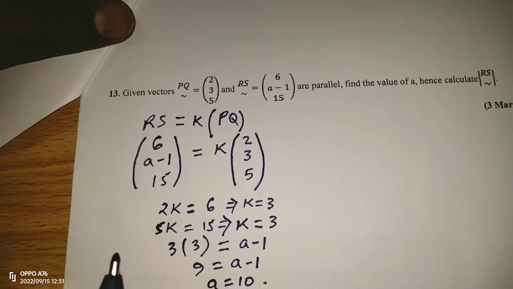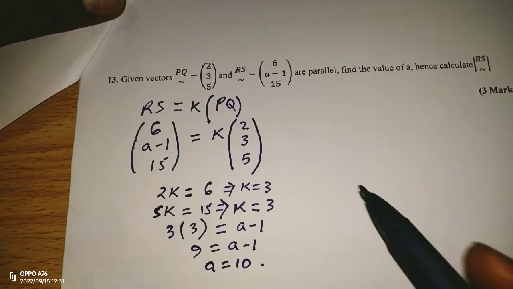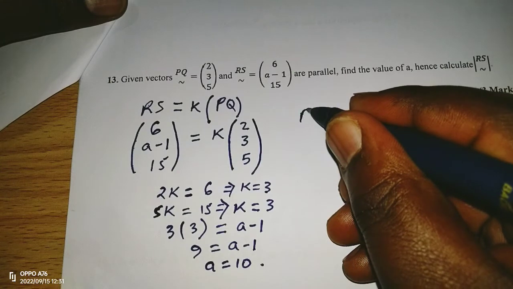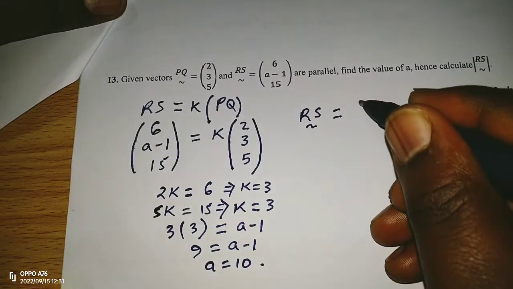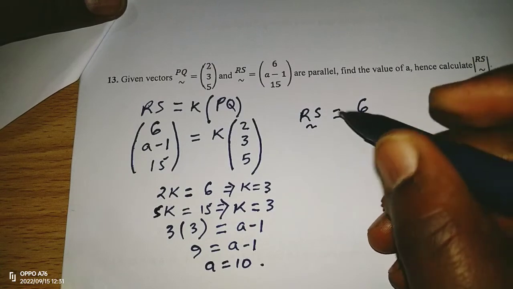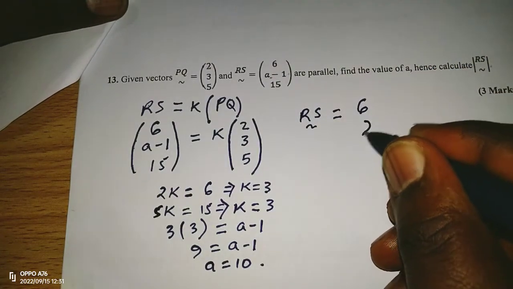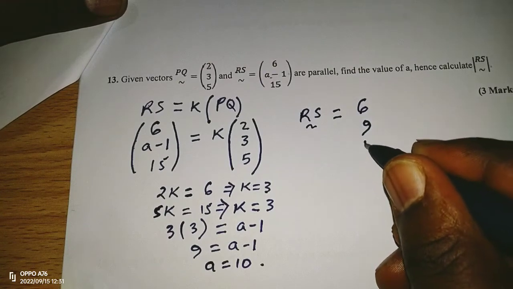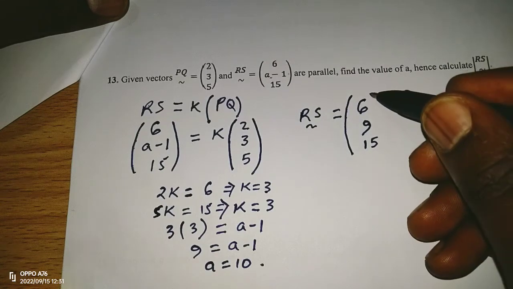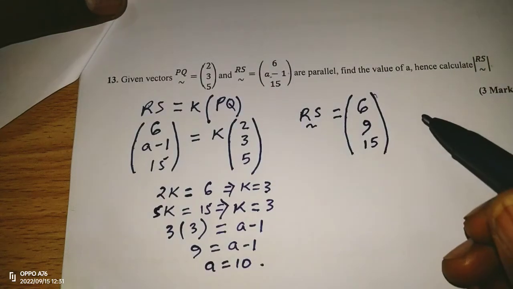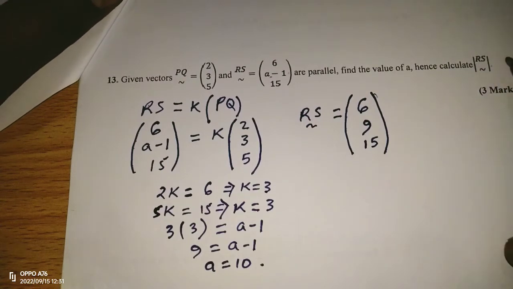Now that we know the value of A, we can rewrite vector RS as the column vector 6, A minus 1, which is 10 minus 1, giving 9, then 15. This is the vector RS re-expressed now that A has been found.